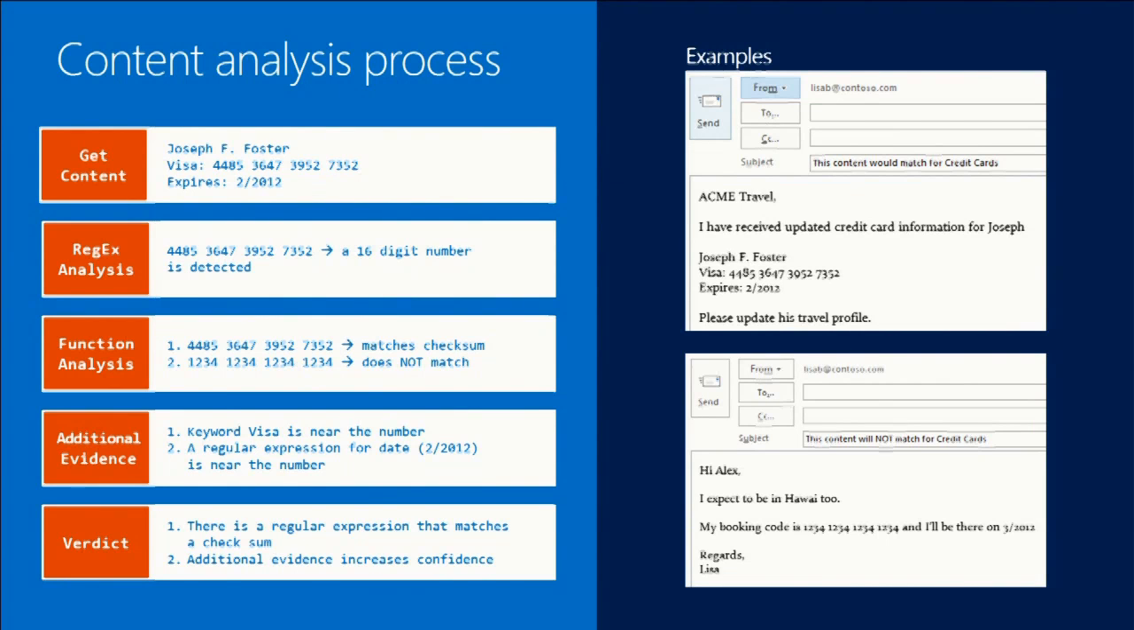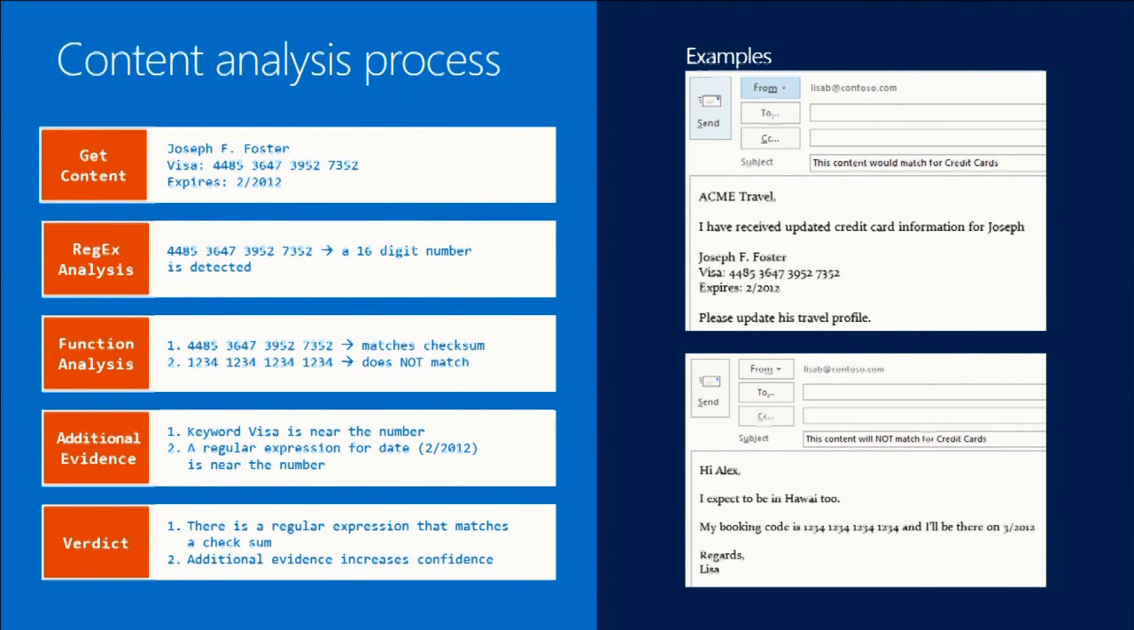Or what if we want to catch other types, and those types don't have a function such as the Luhn algorithm? That's where we have additional evidence, the fourth box down, where you could be looking for a keyword, like in this case the word Visa near the number, or a regular expression for the date near the number. So what we've added is the ability to do proximity-based evidence. This is supportive evidence.